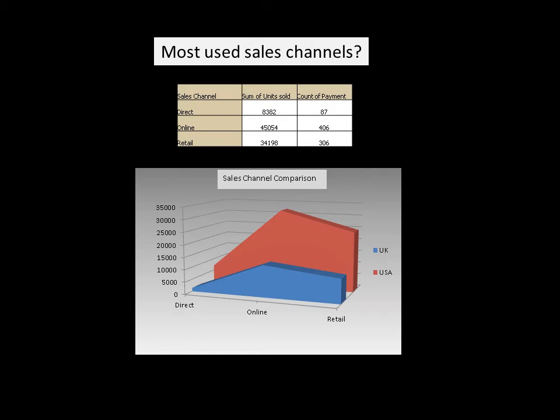The set of data that I analyzed, which was most used sales channels, which were direct, online, and retail, you can see that the United States heavily outweighed the UK when it came to direct, online, and retail sales. In online, the United States more than tripled their online sales compared with the UK. And in retail, more than doubled their sales. And almost exactly doubled their sales when it came to direct.